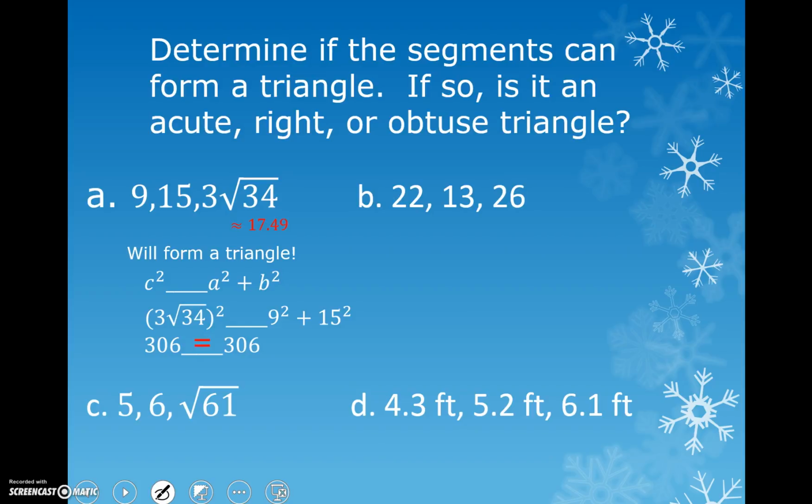Taking a look at the one on the right, letter B here, the first thing we want to know is, does it form a triangle? And if you add any two sides, it does, so it has to be bigger than the third side. So substituting it in, we would have 26 squared for c squared, and then 22 and 13 for a squared and b squared. And we get 676 and 653. And so what I'm noticing is that it's bigger, and so in that case, it's obtuse. Why don't you go ahead and try the next two problems.